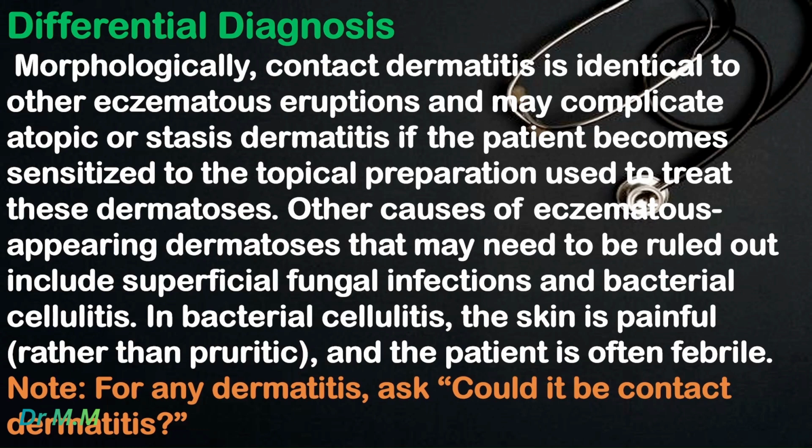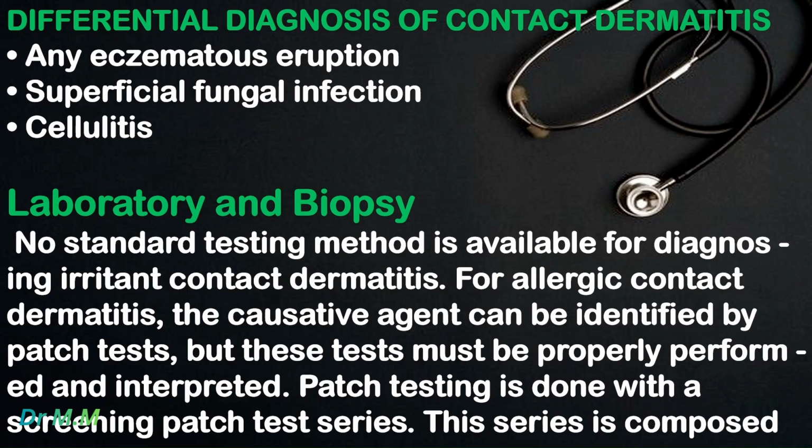Other causes of eczematous appearing dermatosis that may need to be ruled out include superficial fungal infections and bacterial cellulitis. In bacterial cellulitis, the skin is painful rather than pruritic, and the patient is often febrile. Note, for any dermatitis, ask, could it be contact dermatitis? The conclusion of differential diagnosis of contact dermatitis include any eczematous eruption, superficial fungal infection, and cellulitis.